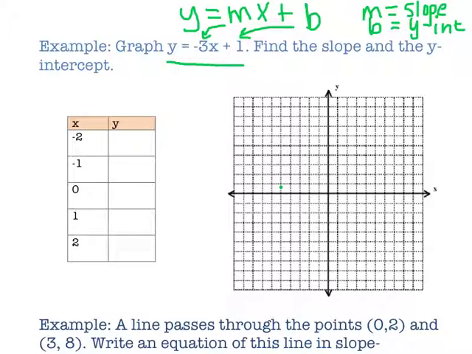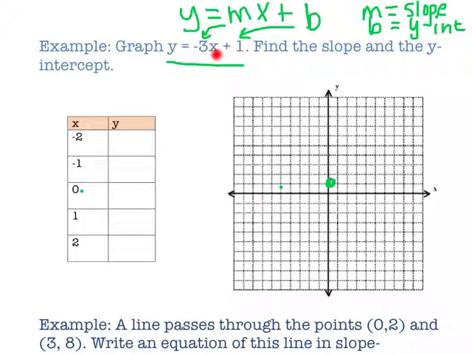So what I can do with that, if I know that my line crosses the y-axis at 1, at that point 0, 1, that is where I'm going to put my first dot. And I want to use the table to show you that if I put 0 in for x in this equation, I would have -3 times 0.